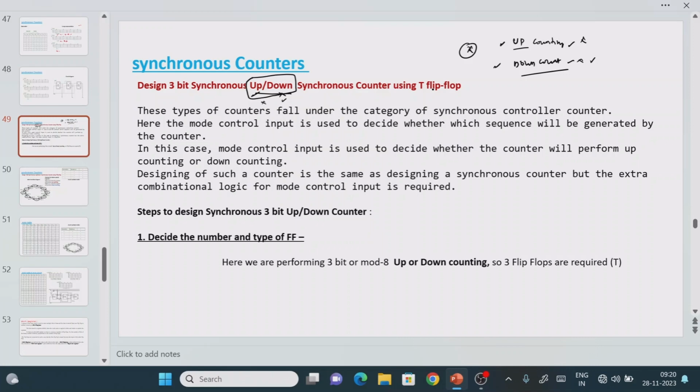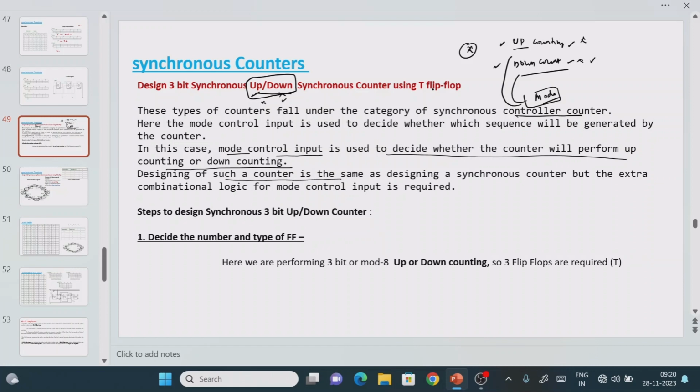For that, what we require is a controller, or mode of operation. What is the use of this mode controller? It will decide when to perform the up counting and when to perform the down counting. So the mode control is used to decide whether the counter will perform the up counting or the down counting operation.